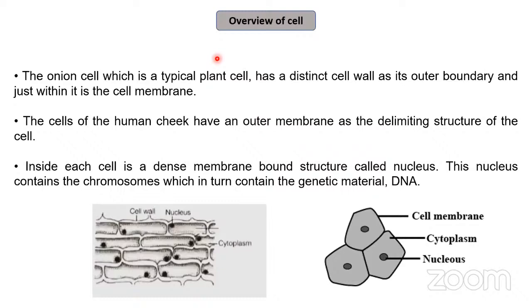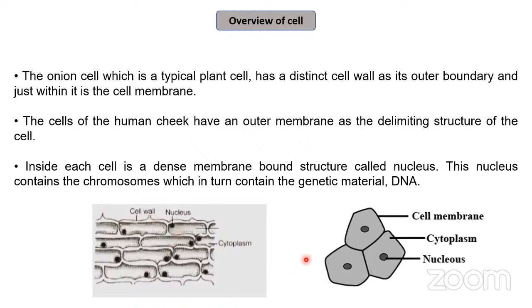So this is the overview of the cell. In this, we have taken two examples. The first one is the onion peel cells, which are the example of a plant cell. And the second one is the human cheek cells, which are the example of animal cells. So onion cells are a typical plant cell, and as I mentioned, plant cells contain a cell wall.